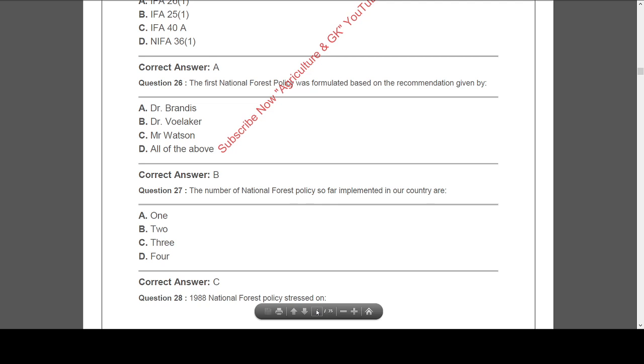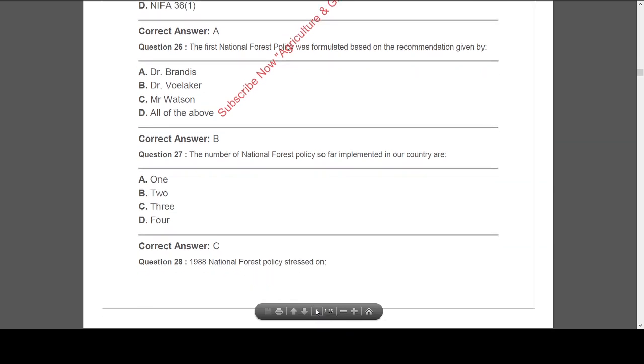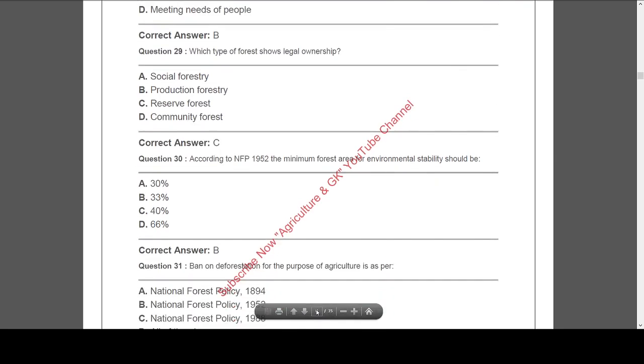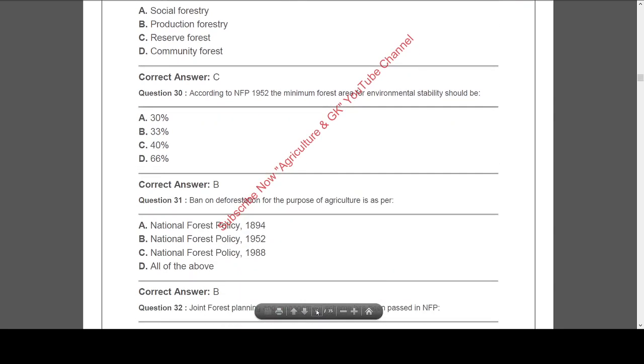The first national forest policy was formulated based on the recommendation given by Dr. Olkar, option B. The number of national forest policies so far implemented in our country are option C, 3. 1988 national forest policy stressed on option B, environment. Which type of forest shows legal ownership? It is reserve forest since it is owned by government. According to the National Forest Policy of 1952, the minimum forest area for environmental stability should be 33%. Ban on deforestation for the purpose of agriculture is as per the option B, National Forest Policy 1952.